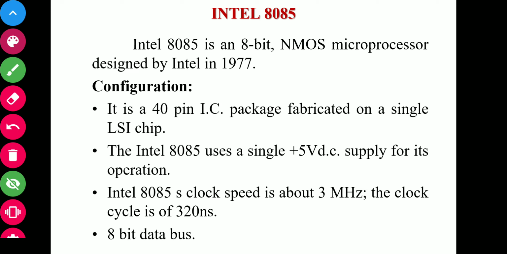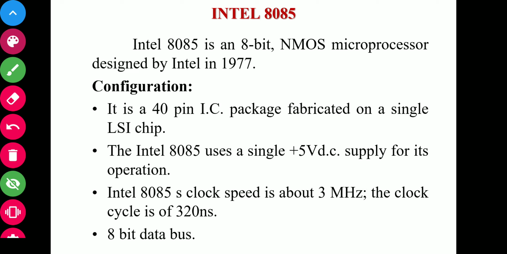The Intel 8085 uses a single 5 volt DC supply, right? See, 5 only, it uses a plus 5 volt DC supply for its operation. So it is a very minimum DC voltage. That's why we already mentioned that the 8085 requires only very little power. It takes only less power, right?